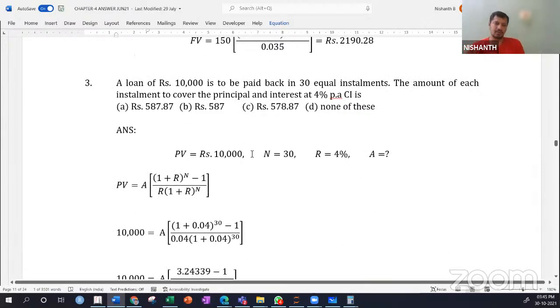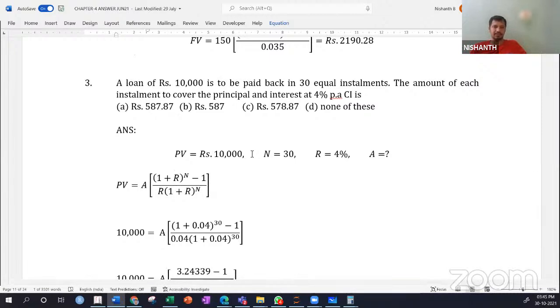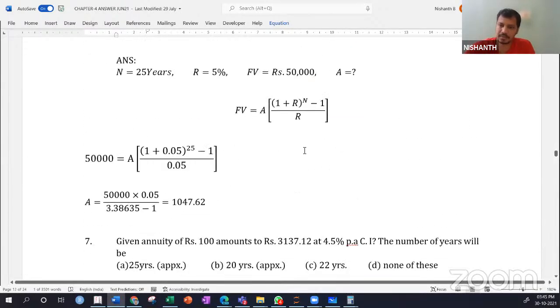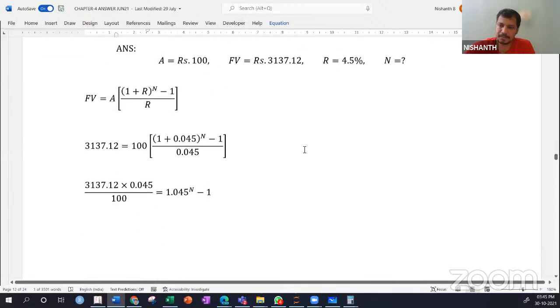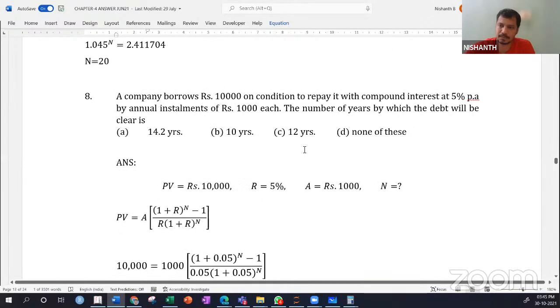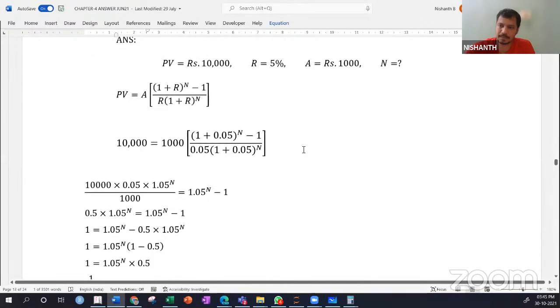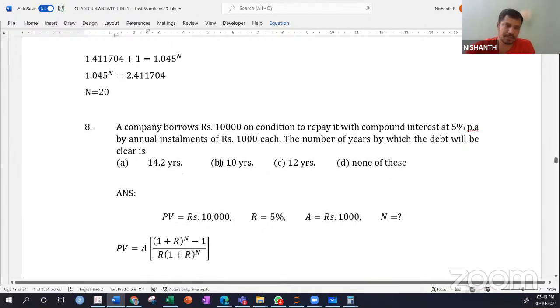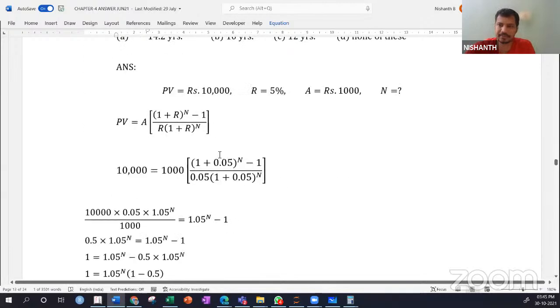So whenever they tell loan, then you should remember that it is present value of annuity. If they ask you to clear the loan, or what is the amount of each installment to cover it, it is present value of annuity. There is no doubt about this. See again here, company borrows 10,000 on the condition to repay. Borrowing 10,000 is always annuity.